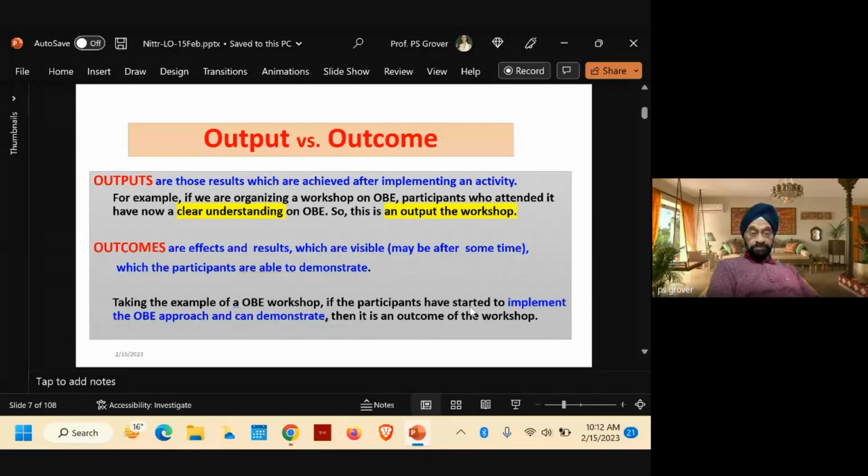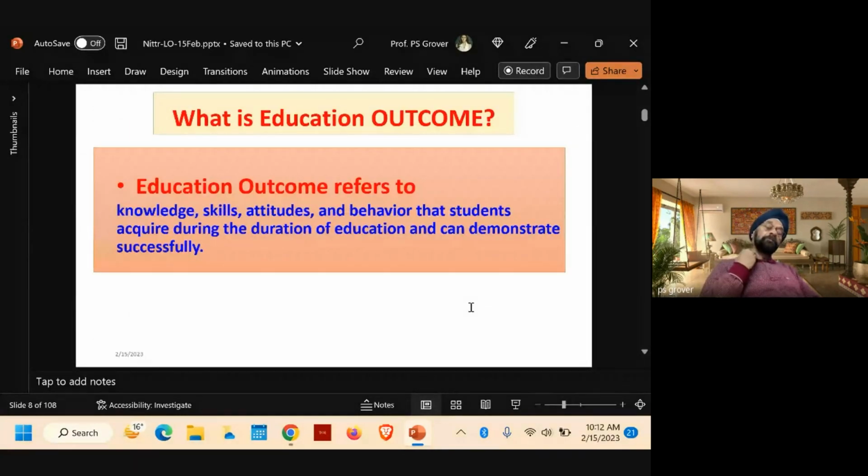That is the outcome. So outcomes are effects and results which are visible maybe after some time, which the participants are able to demonstrate. Taking an example of our OBE workshop, if the participants have started to implement the OBE approach and can demonstrate it, then it is an outcome of the workshop. Now, an outcome may be in business, an outcome may be in education. When I say outcome of an education activity, what does it imply?